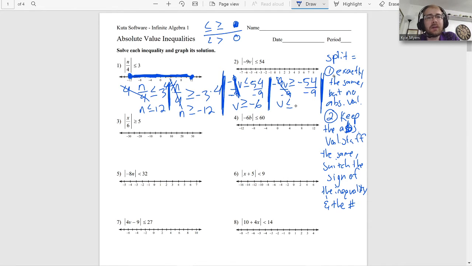And then here, a negative divided by a negative is a positive. And then again, 54 over 9, which is 6. Right? So v has to be greater than or equal to negative 6. Greater than or equal to negative 6. Less than or equal to 6.